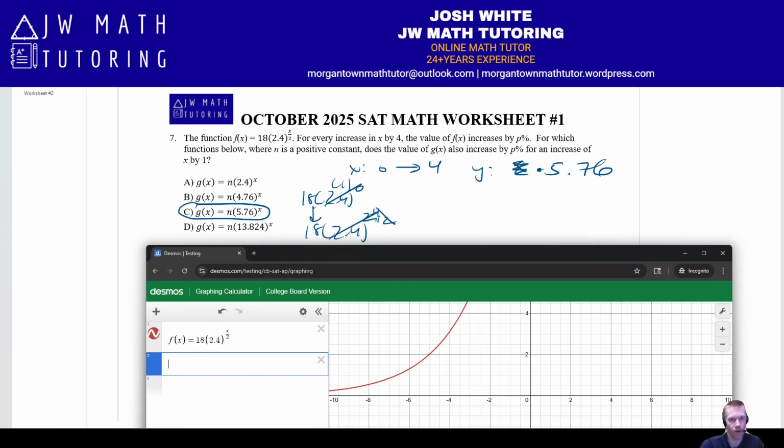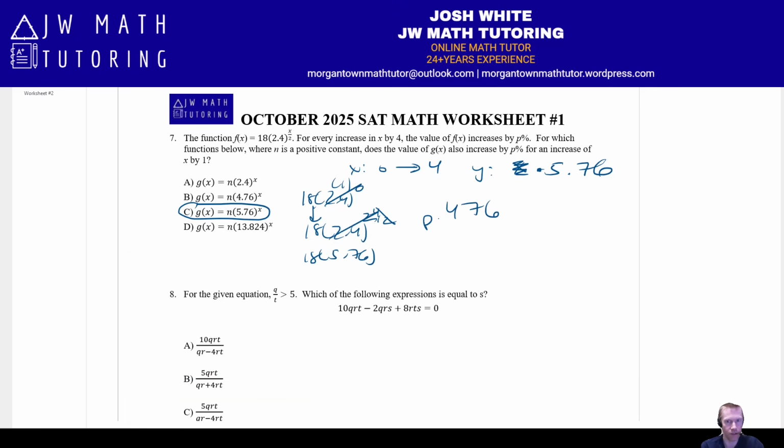Now, x is increasing by 4, so I'm going to find the percentage increase. In other words, I'm going to find what p is when I go from 0 to 4. The percentage increase formula tells us to do f of 4 minus f of 0, basically new minus old, over old, or divided by f of 0. Then multiply that by 100 to turn it into a percentage. So the p% increase here is 476 percent. If you think about that as a decimal, that's equivalent to the number 4.76.